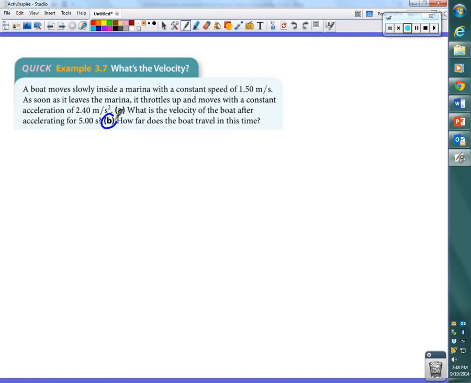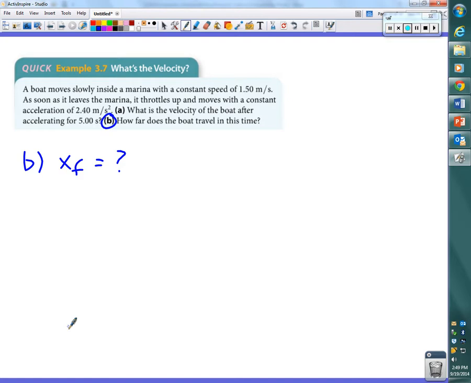Part B. Part B says, how far does the boat travel in this time? If it's asking us for a how far, what does that want to know? Final position, right? Where does it end up?